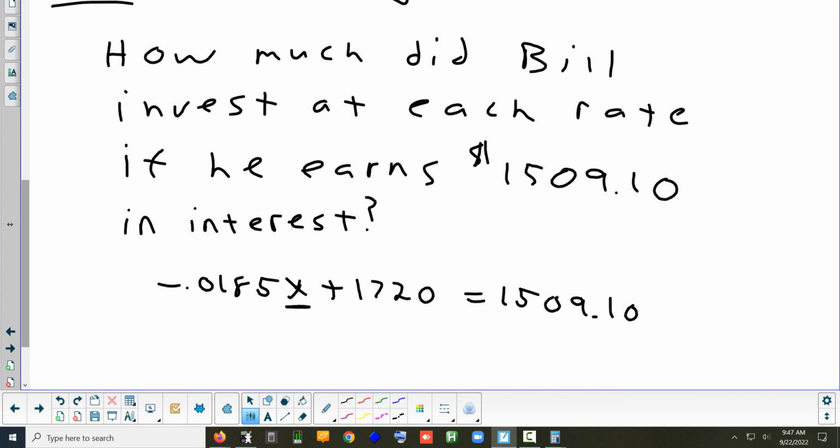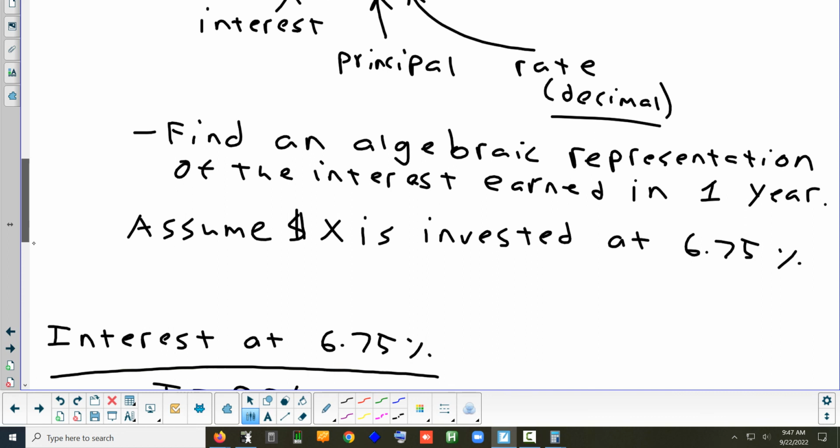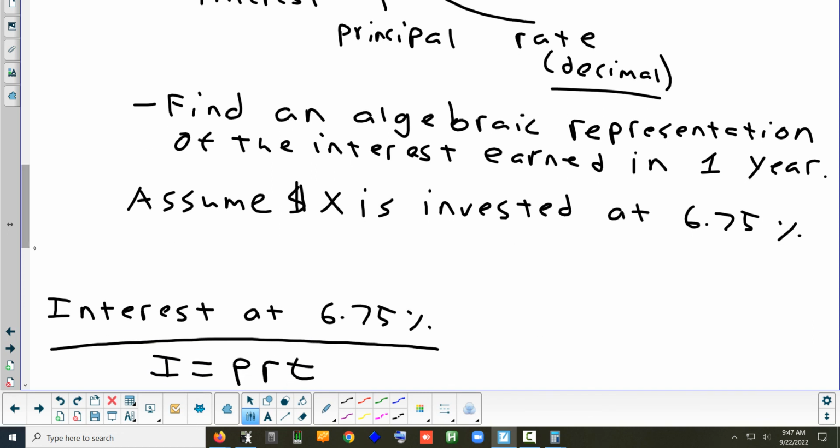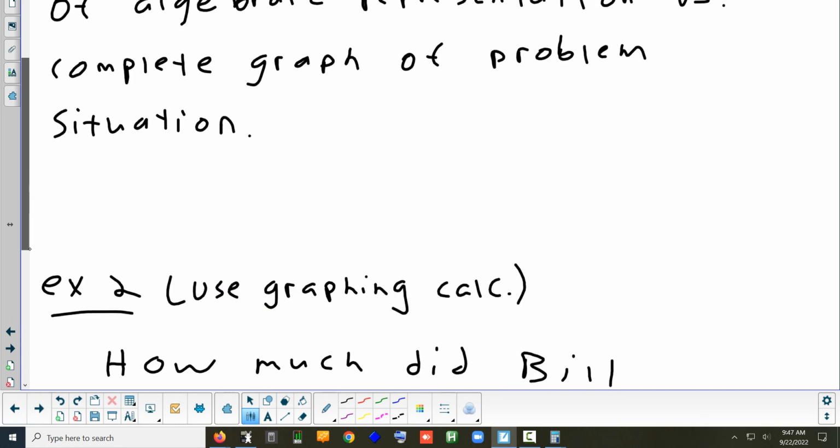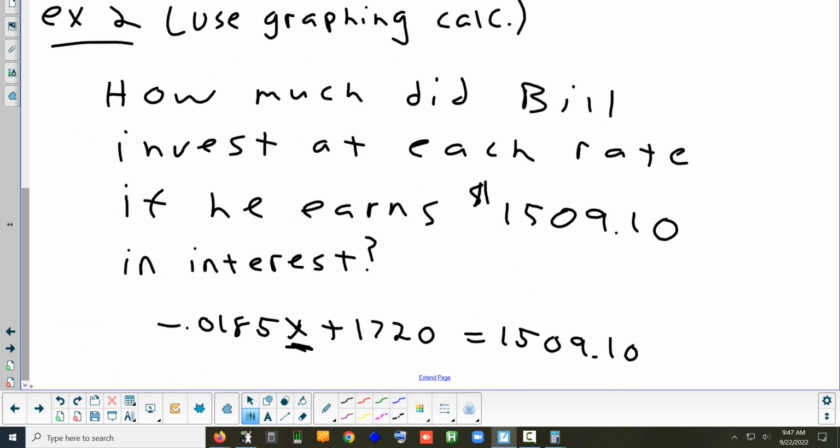What we're solving for is the x. We want to know how much money, well, x specifically, was invested at the 6.75. But if I know how much money was invested in one account, and I had a total of 20,000, then I can figure out the other account. Okay, so let's solve for x.